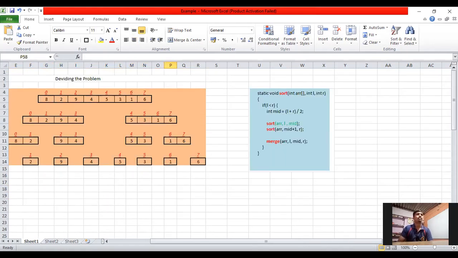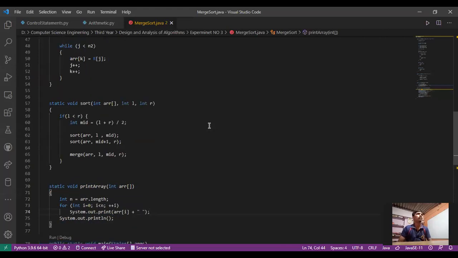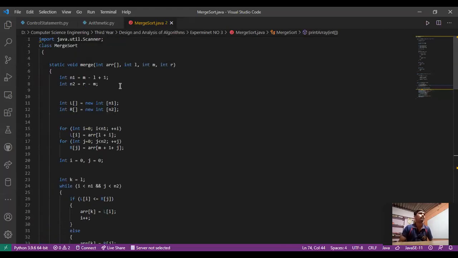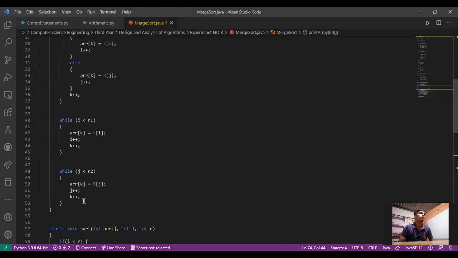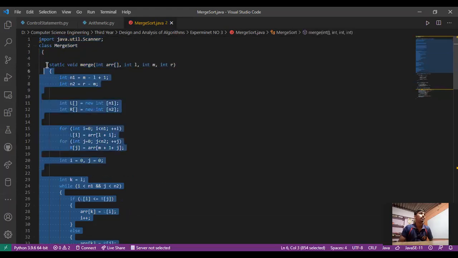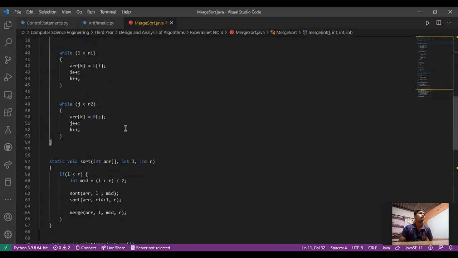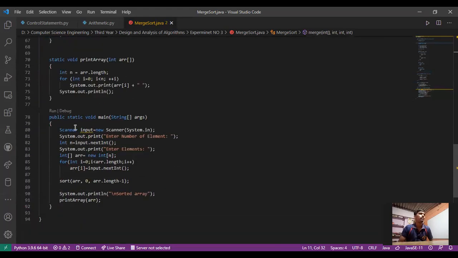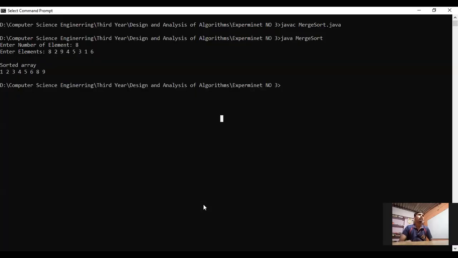So let's implement this. I have implemented this algorithm. This is our main class. These are the class methods. Here is our sorting method. Then our main backbone method is the merging method. Let's start with our main method.